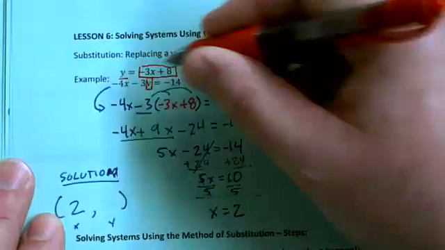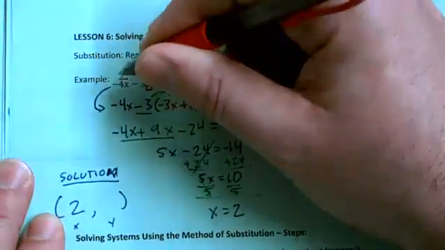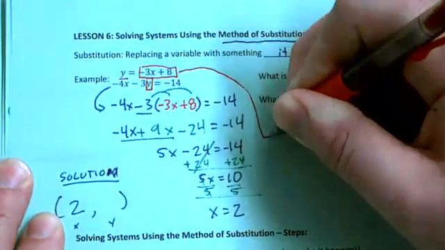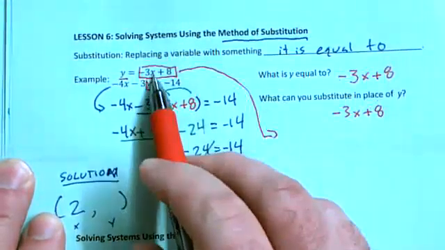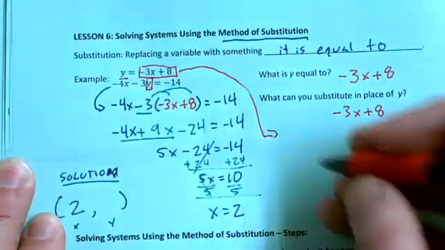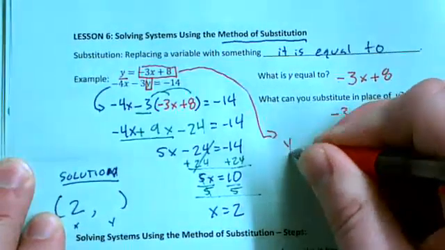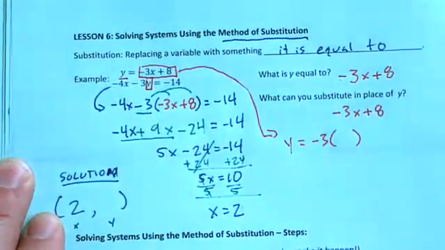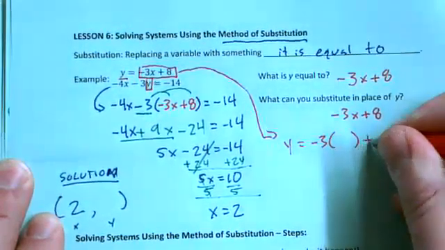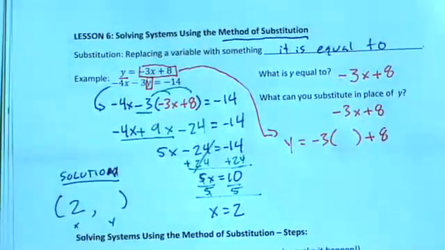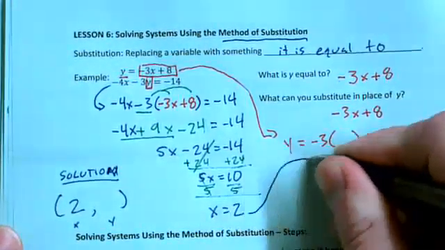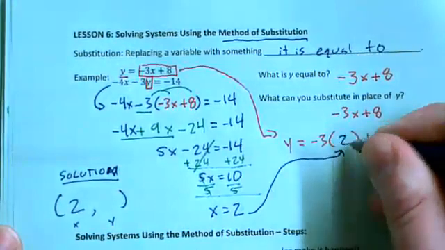Now, in this case, this first one definitely looks easier because it already says y equals. So I'm going to go ahead and copy this down. But this time I'm going to leave out the x because now I know what x is. So let me get it copied down here. It says y equals negative 3x, and I left a space for x, plus 8. And I left that space for x because I know what x is. X is 2.